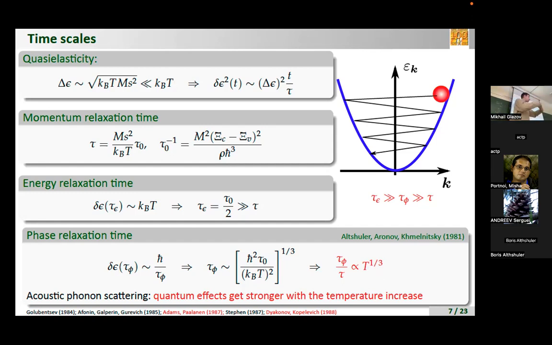Physics quite clear. The higher the temperature is, the larger is the exciton energy, and the smaller is the ratio between the exciton energy and the energy transferred in each scattering act. The collisions become more and more quasi-elastic. And then what we can expect? You can expect that in the case of exciton scattering by acoustic phonons, at least in some temperature range, quantum effects should get stronger with increasing the temperature. The phase coherence should be preserved longer and longer.